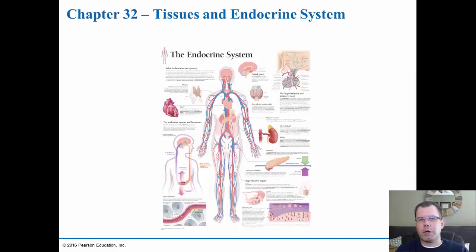So that's one of the things we're going to look at today. We're going to look at how we regulate homeostasis. We're going to talk about the endocrine system, like I said, and then we're also going to look at tissues as well. We're going to see how animals organize their tissues and talk about the main tissues found in animals, especially the vertebrate animals. Okay, so this will be the first part.